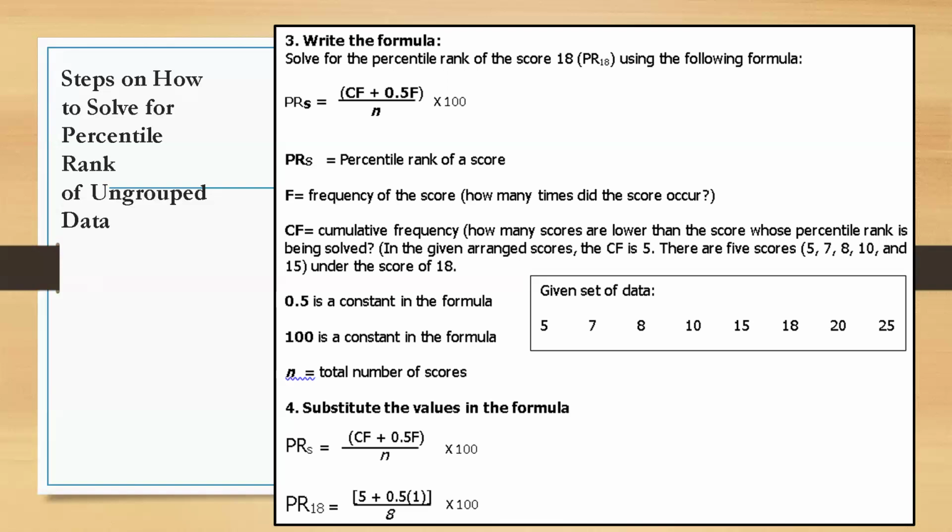Now we look for the frequency, or how many times did the score 18 occur? The score 18 occurred only once. So the frequency will be 1. And there are 8 scores in the distribution, or the given set of data. So the N will be 8.